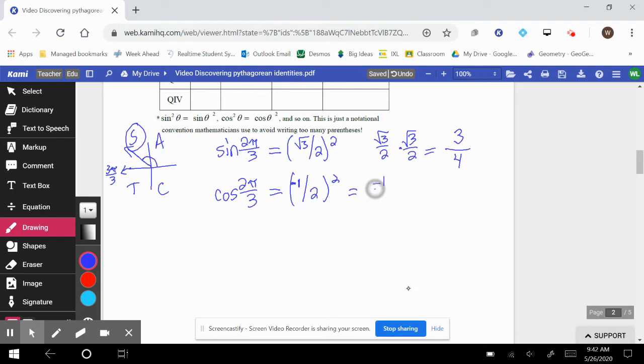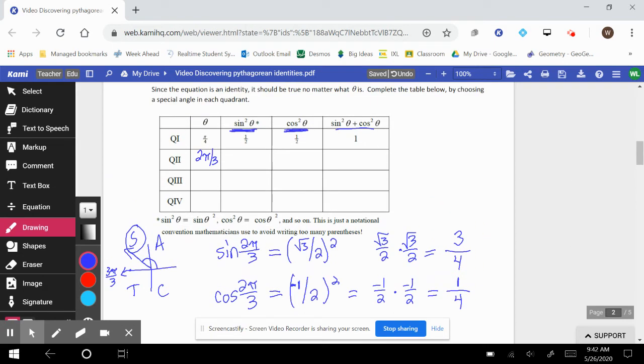Now negative 1/2 times negative 1/2, so it times itself. Negative 1 times negative 1 is positive 1. 2 times 2 is 4. So sine squared of 2 pi over 3 is 3/4. Cosine squared is 1/4. Adding those up, 4 over 4 equals 1.